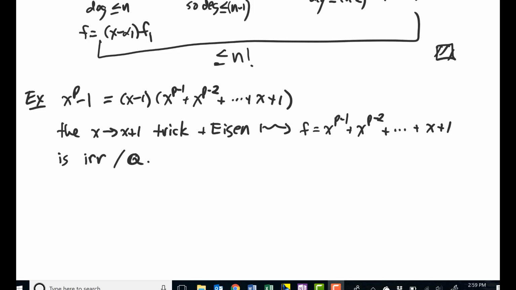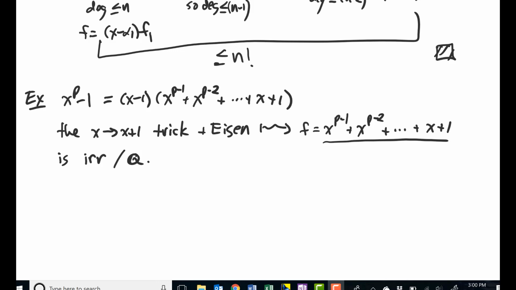Okay, so if you remember, there was a homework problem. If you do a linear change of variables, it doesn't change the irreducibility. And you did this problem in your homework. But if you change x to x plus 1, then it becomes amenable to Eisenstein. You apply Eisenstein and see that it's irreducible. So this polynomial here is actually irreducible over Q.